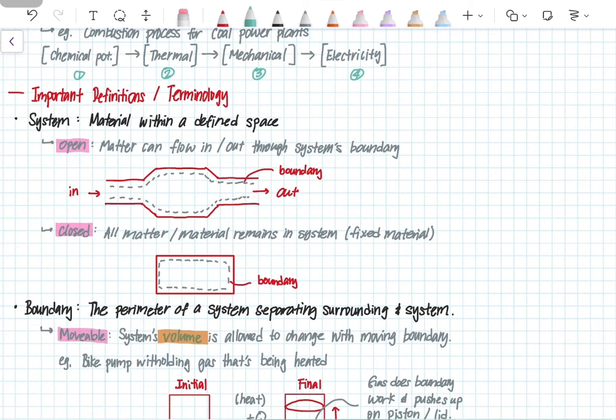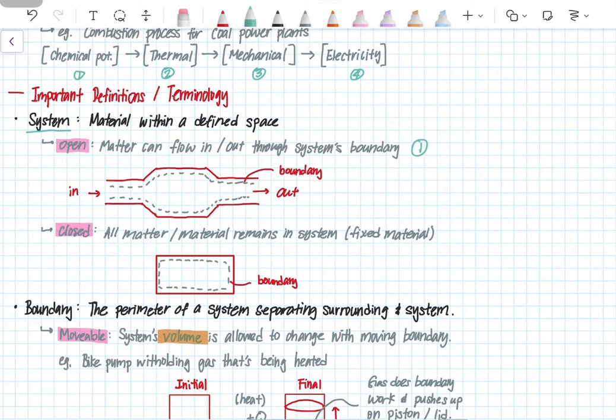So next I'm just going to be talking about a lot of the terms and some of the definitions that we have. First of all, I'd like to talk about what a system is. We define a system to be material that we have within a defined space. You can have an open system or a closed system. And in open systems, matter is allowed to flow in and out through the system boundary.